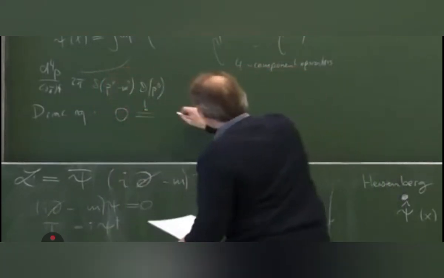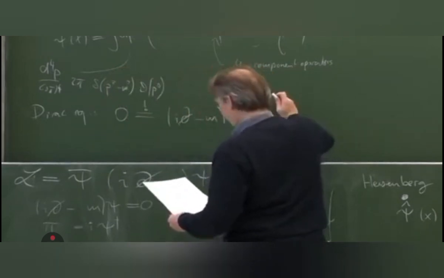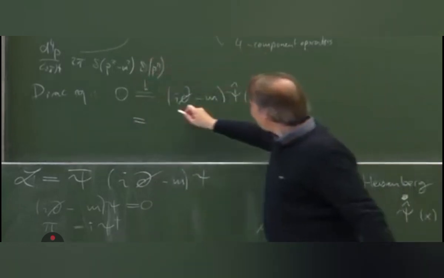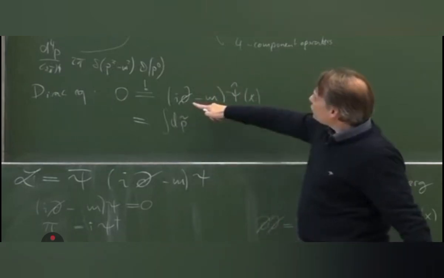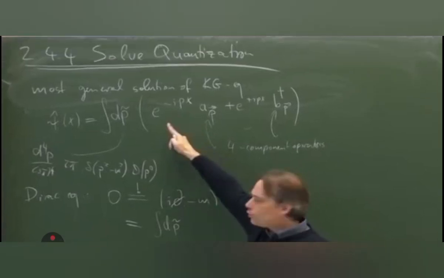Zero is equal, so the exclamation mark means that it should be satisfied: (i d-slash minus m) acting on psi hat of x. If we plug in this ansatz, then we get d p tilde. The i d-slash is a derivative operator which now acts on these exponential functions, and then we get something.